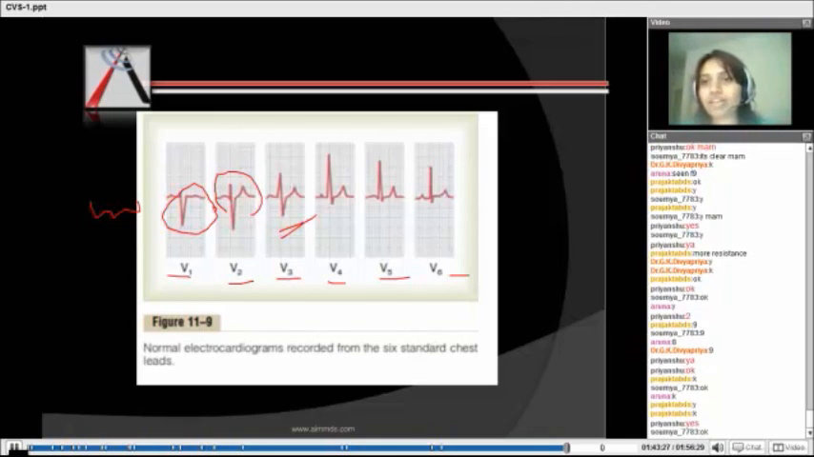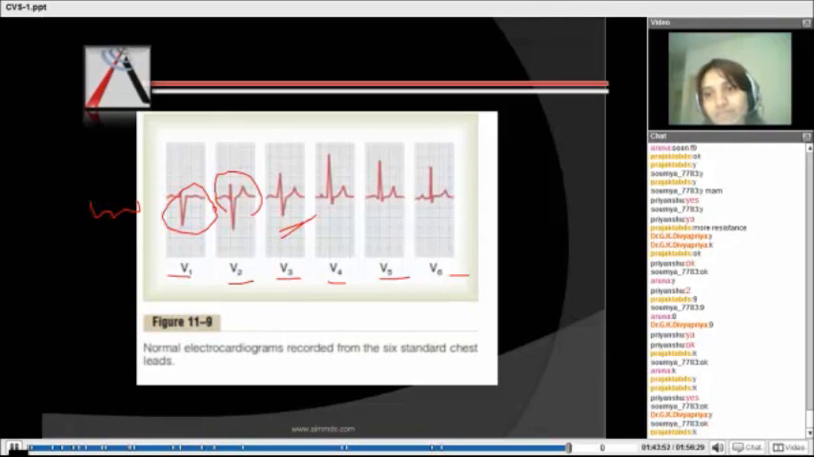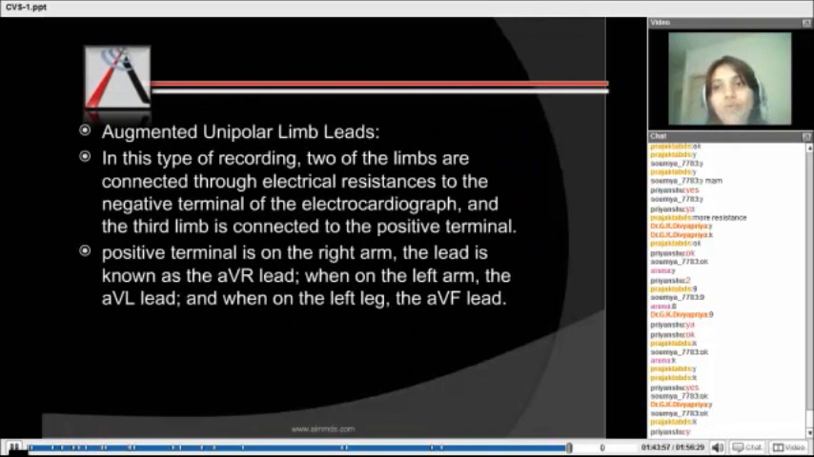It's not that the heart is sending the waves in this direction or that direction. The heart is always sending it in the same direction. We are recording it from different directions. That is why from one side it looks like going down, and from the other side it looks like going up. So the first 2 chest leads give the reverse wave. The rest of the chest leads give the positive waves. All clear till here? Then we have 3 more ECG leads that are called augmented unipolar limb leads.